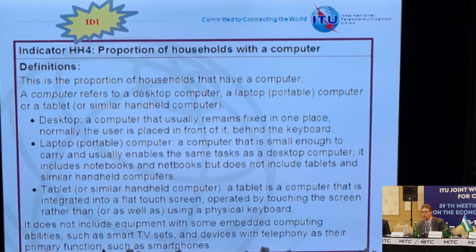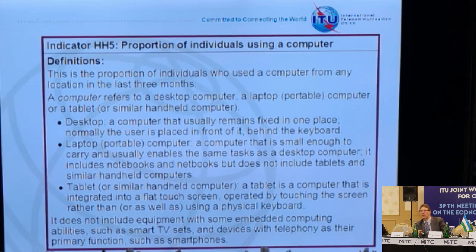Computers include desktops, laptops, and tablets. And that's where it stops. It does not include smart TV, for example, that has some embedded computing abilities, and it does not include smartphones. I have a lot of arguments about this. We collect that as well. So that you restrict it and exclude smartphones doesn't mean that smartphones are not important. It means it's a different indicator. Then we go to the proportion of individuals using a computer.